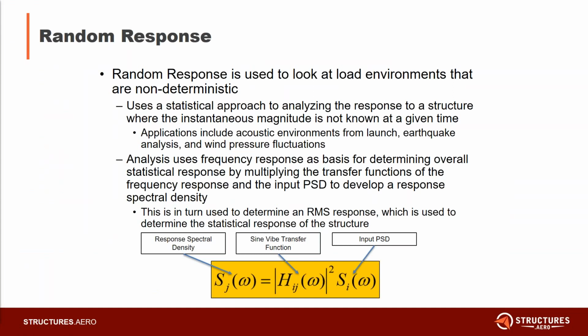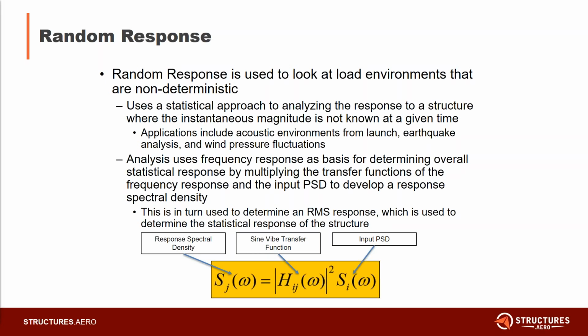So first of all, again, what is random response? Random response is used to look at environments that are non-deterministic. So again, this might be rocket noise. You're not going to have a perfect sinusoidal response at 56 hertz with 10 Gs at 56 hertz, for instance. It's going to be very random. So you're going to end up developing a statistical environment and a power spectral density function as your input load for this environment to give you a probability of how likely certain stresses or max stresses will occur in the system.